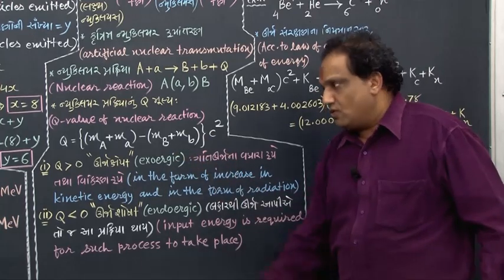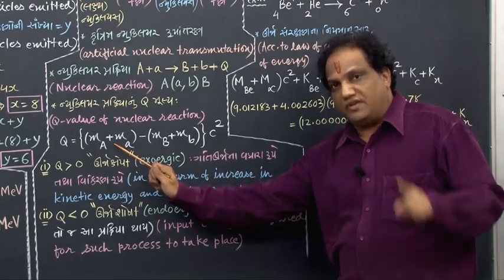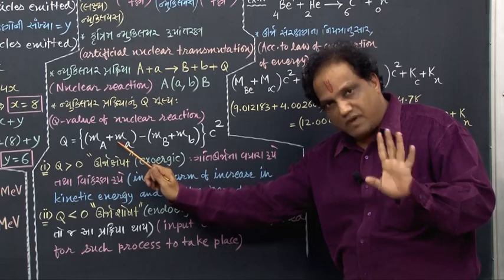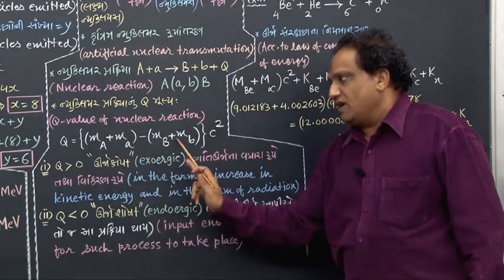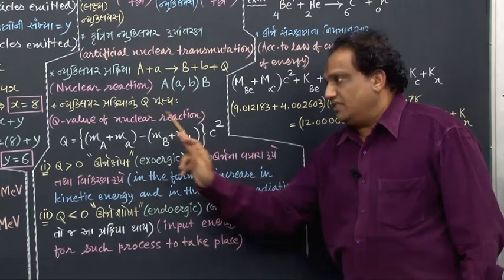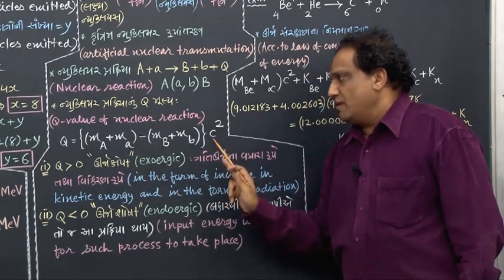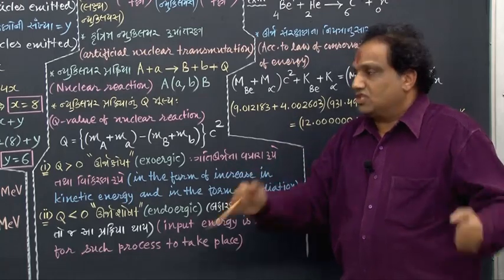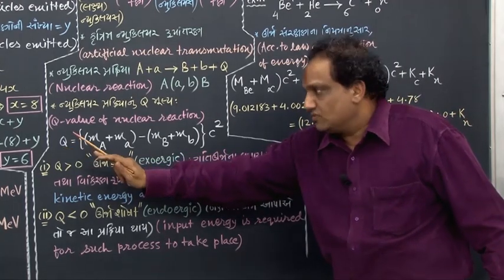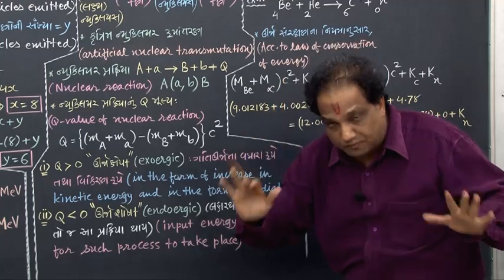That delta M is the summation of initial reactant mass, that is total mass of reactants, minus total mass of products. And that difference of mass should be multiplied with C square. Then the value of energy obtained is called Q value of reaction, shown by symbol capital Q.